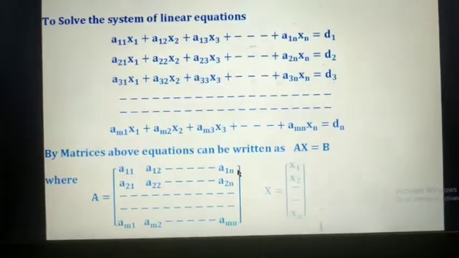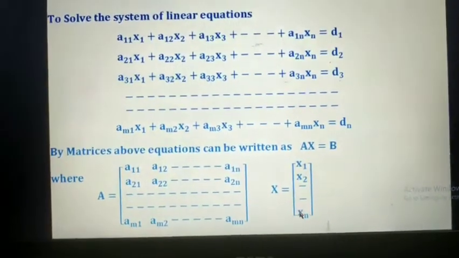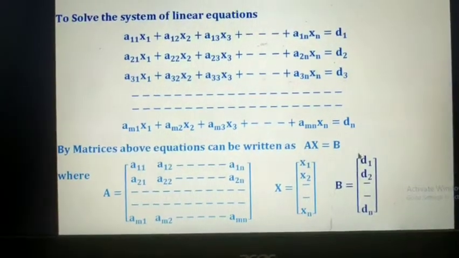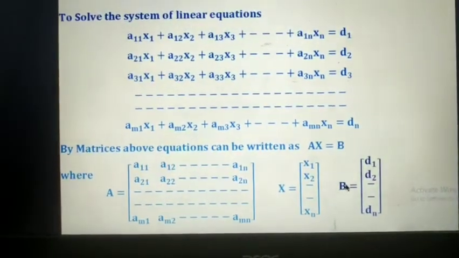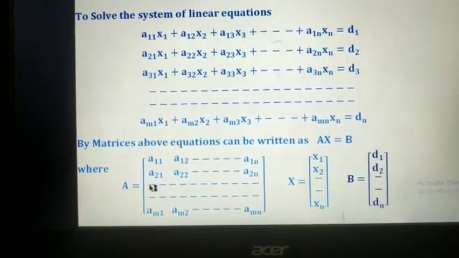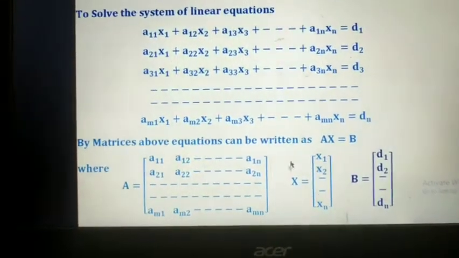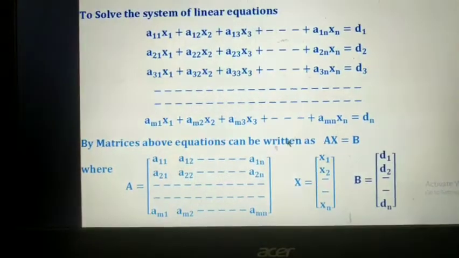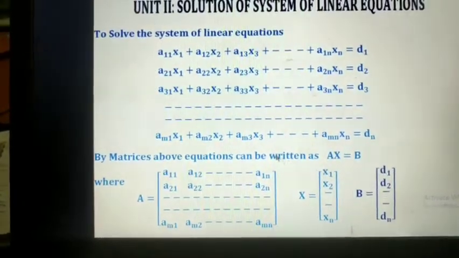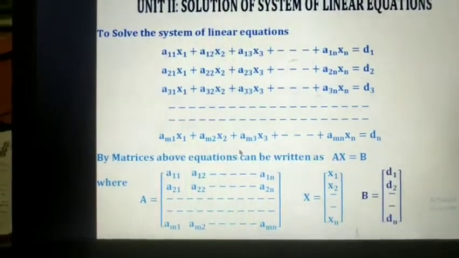For that, the unknown matrix is x equal to x1 to xn written as a column matrix, and the constant matrix, that is the RHS terms d1 to dn, has been written as b. These are the matrices A, X, B. Multiplying A into X, we get B, which means all the equations are re-formed. So by matrices, the system of linear equations can be written as AX equal to B. In this topic, our work is to find out the values of these unknowns.